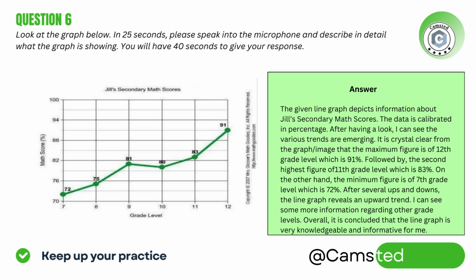On the other hand, the minimum figure is of 7th grade level, which is 72%. After several ups and downs, the line graph reveals an upward trend. I can see some more information regarding other grade levels. Overall, it is concluded that the line graph is very knowledgeable and informative for me.